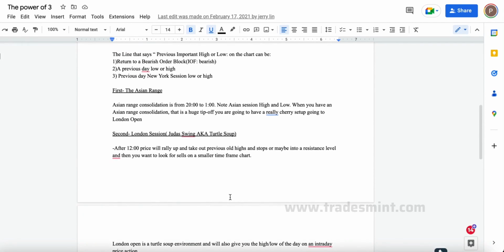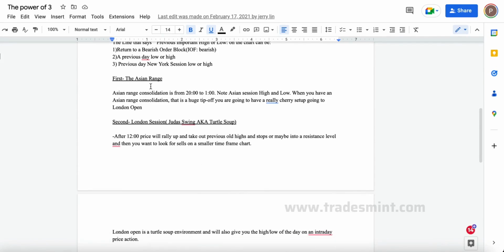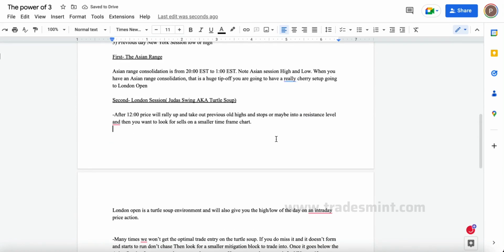Now, if we look at these notes that I created a long time ago, we can see here that first it's the Asian range, the accumulation. Usually the consolidation would occur from 20 Eastern time, this is Eastern time, to 1 Eastern time. So 20 Eastern time, that's military time. So this is around from 10 to 1 a.m. The accumulation occurs from 10 p.m. Eastern time to 1 a.m. Eastern time.